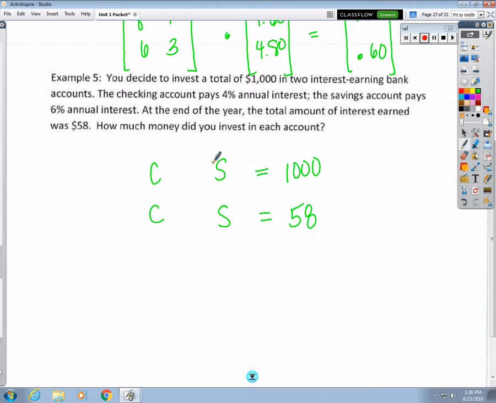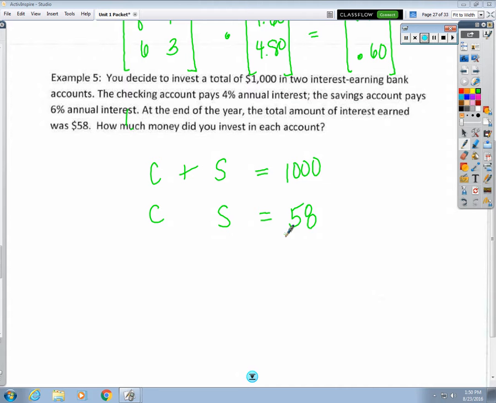Now, we know that you have 2 bank accounts. One's checking, one's savings, and we know that together they total 1,000, but do we know right now how much is in each one? No. Okay, so for this one, remember, we have no idea how much money is sitting in that checking or how much money is in that savings. We just know together there's $1,000.